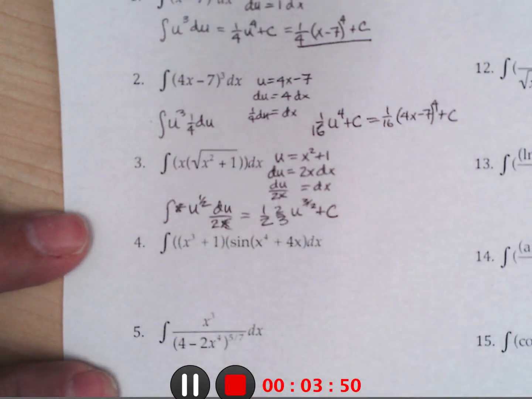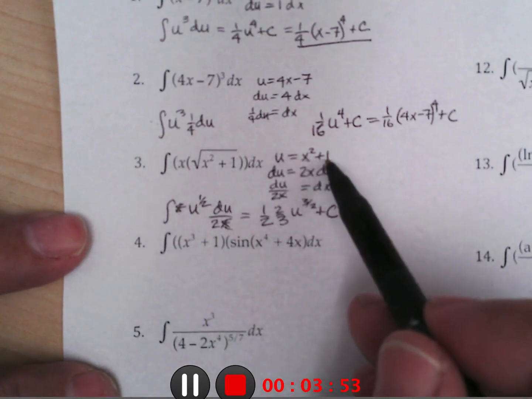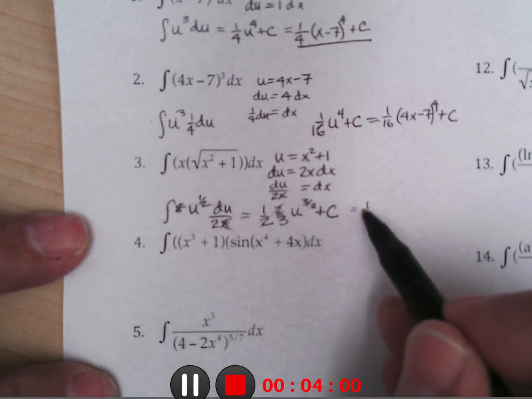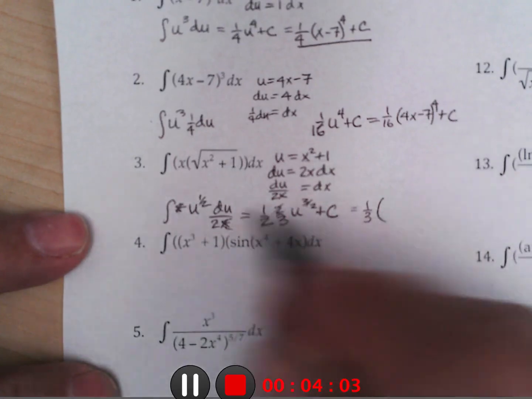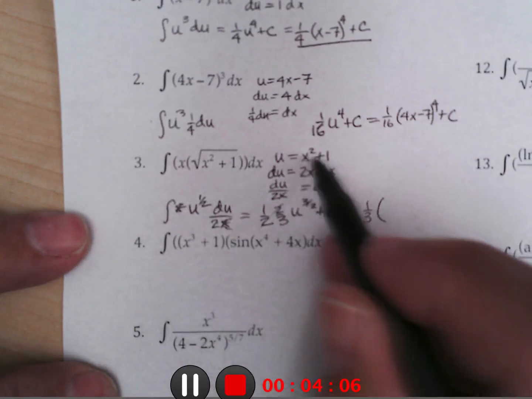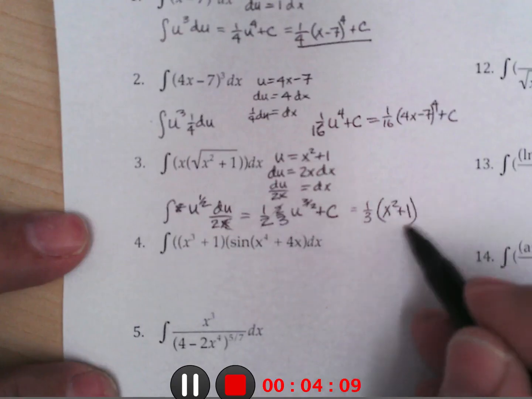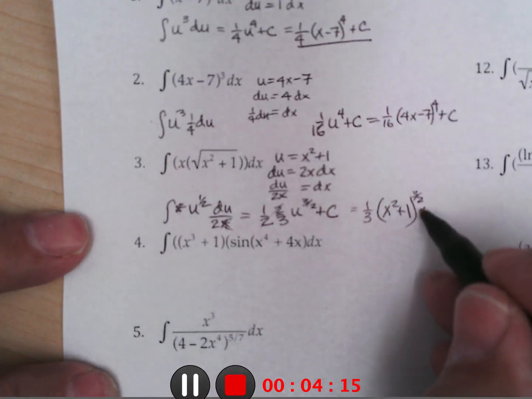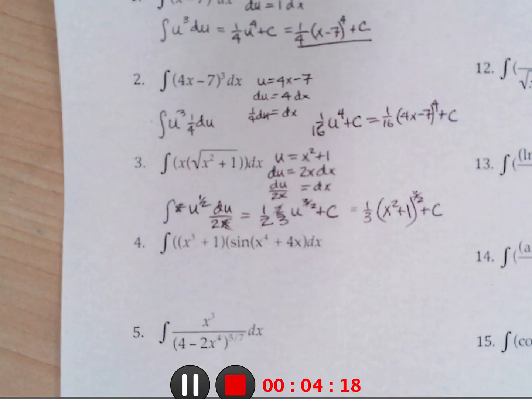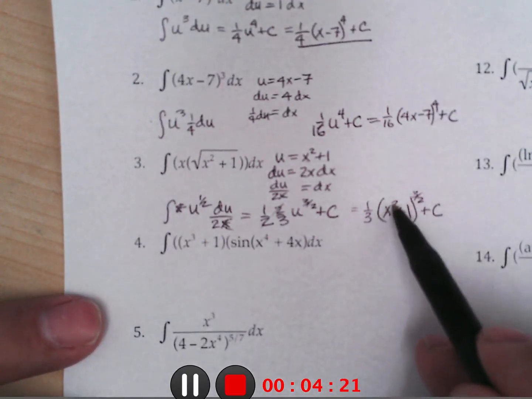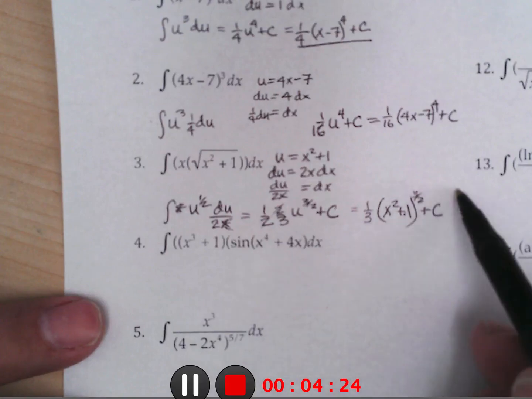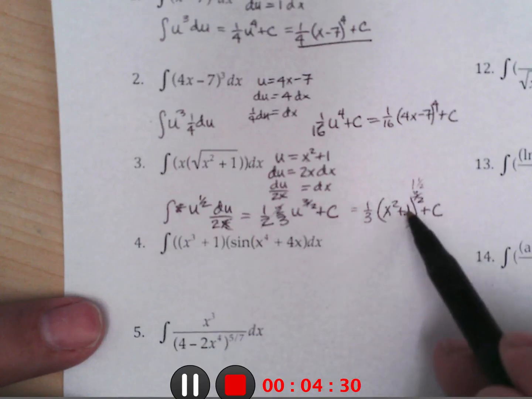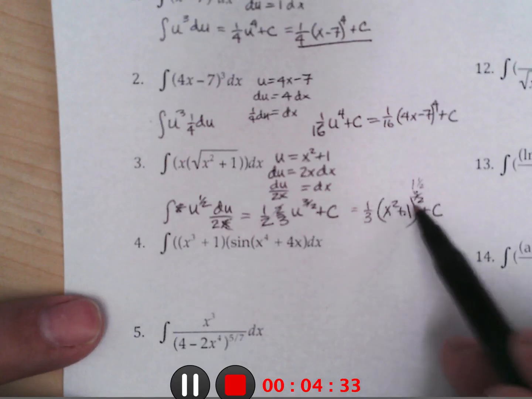Now reverting back to x's, replace the u with x squared plus 1, and these 2's cancel, so I get 1/3 (x squared plus 1) to the 3/2 plus c. And 3/2 would be x squared plus 1 times the square root of x squared plus 1, because this is 1 and 1/2. This to the 1 would be x squared plus 1, and then the 1/2 would be the square root of x squared plus 1. So I could write it that way too.